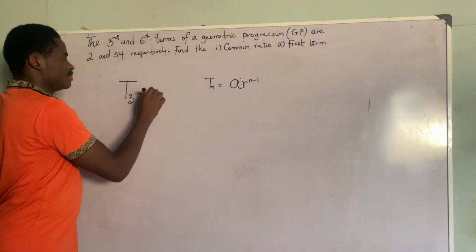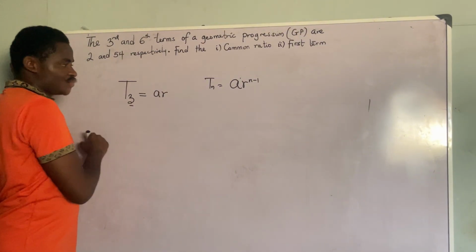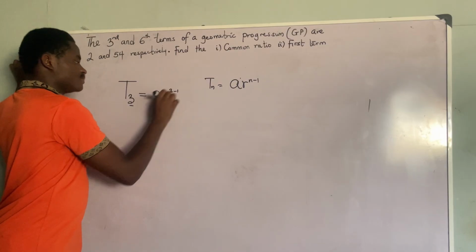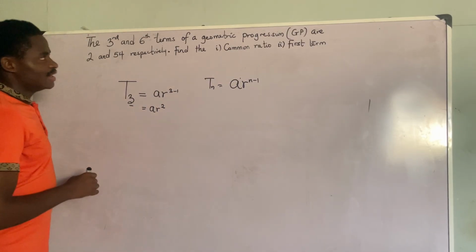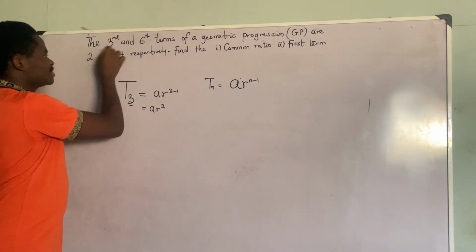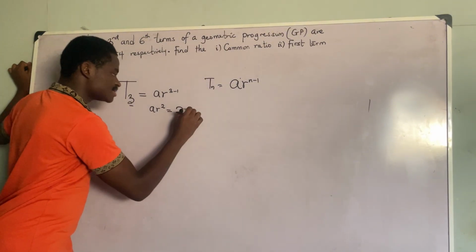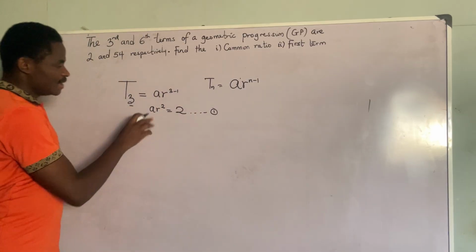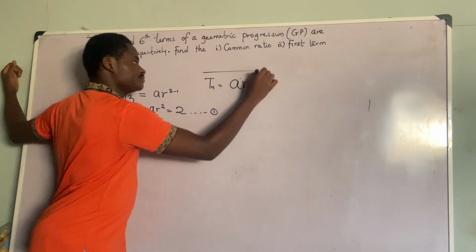is going to be ar^(n-1) where n is equal to 3. We do 3 minus 1. This is going to be ar^2. And the answer for the third term is 2, like this. So we can have this as equation 1: ar^2 equals 2. This is the formula we are using.